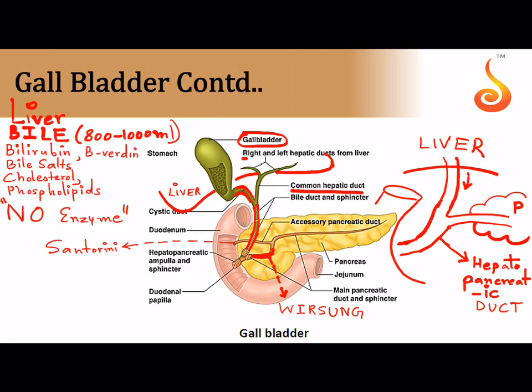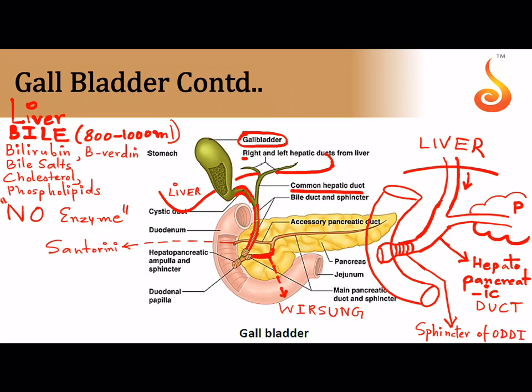Now this C-shaped portion of your small intestine is referred to as the duodenum, and just before it opens into the duodenum, the walls are provided with a ring of muscles which regulate the opening and closing, and this is referred to as the sphincter. Wherever you see this ring of muscle, it is referred to as the sphincter. So here it is referred to as the sphincter of Oddi.